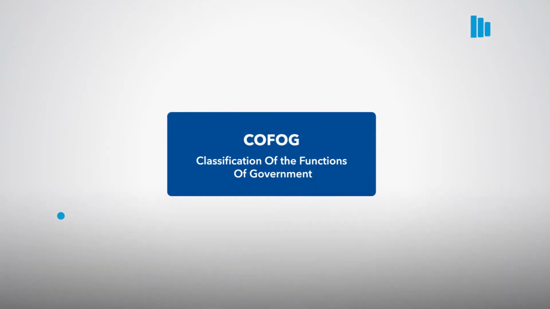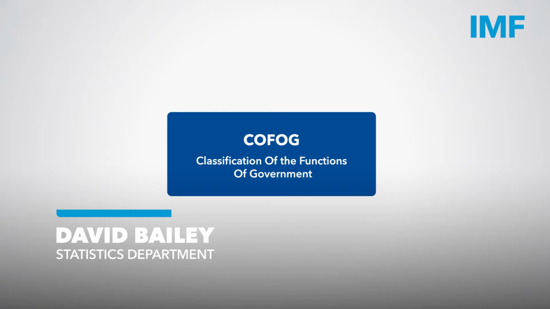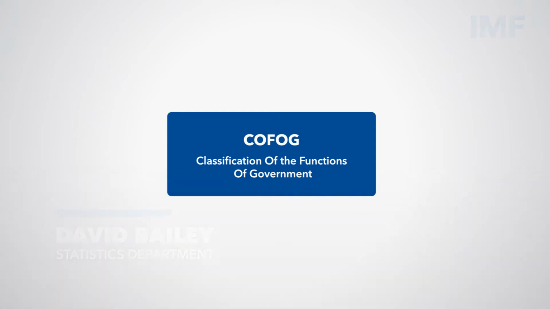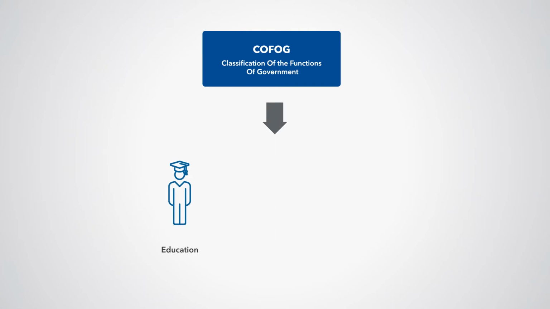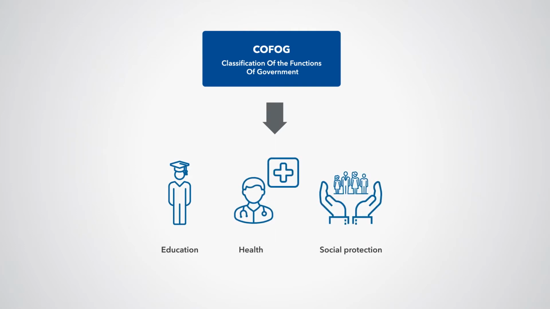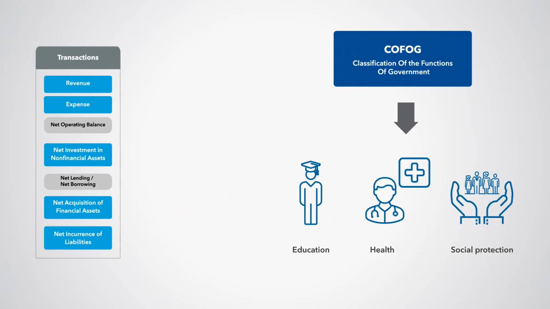The classification of the functions of government, COFOG, is useful to answer fiscal policy questions concerning how much the government spends on certain types of activities, such as education, health, and social protection. For this purpose, we need to consider both expense and net investment in non-financial assets, that is, expenditure.